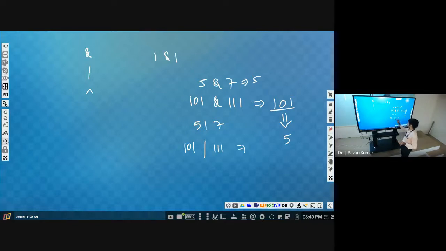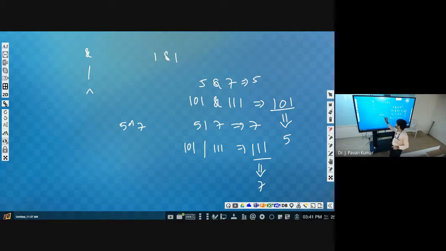Next, similarly, 5 or 7, that means 101 or 111. So we will be getting 1 or 1, 1, 0 or 1, 1, 1 or 1, 1. So 111 means 7. So 5 or 7, the result is 7. Next, similarly, XOR operation, that means 5 XOR 7. This is the cap symbol. I have told you, in general, it is the cap symbol.